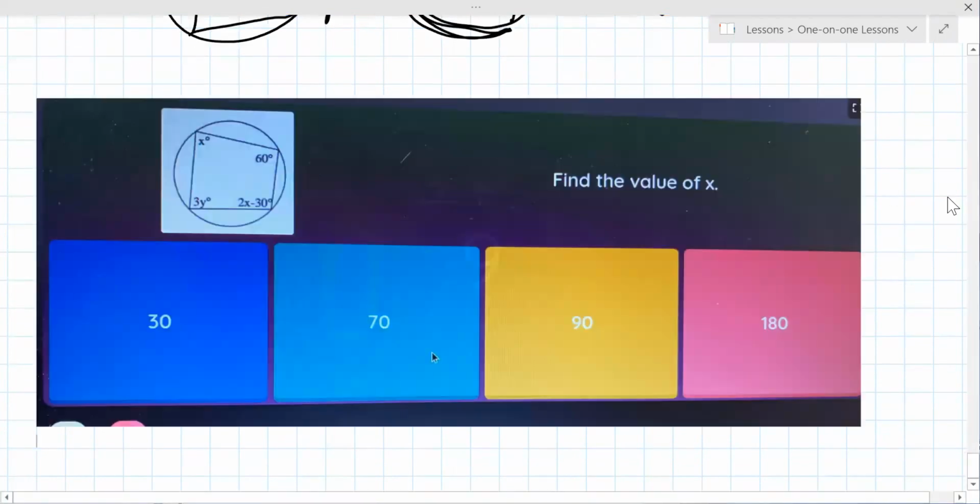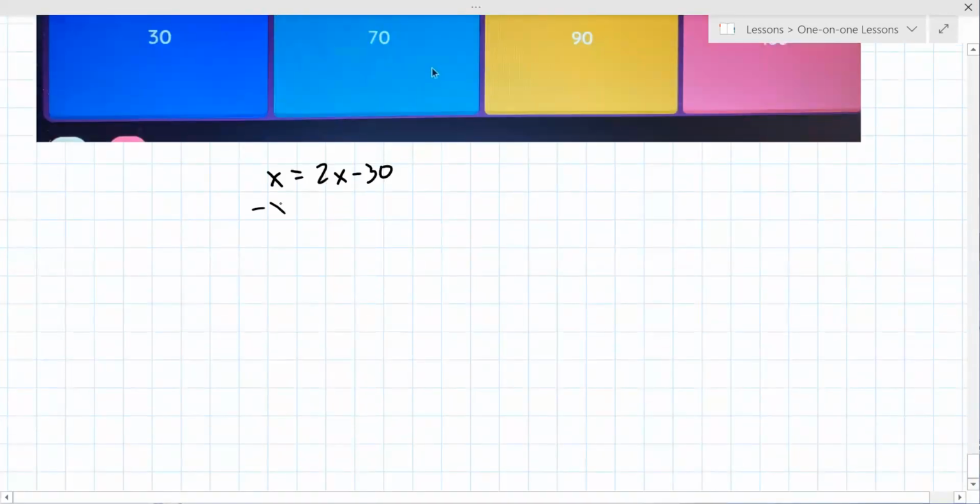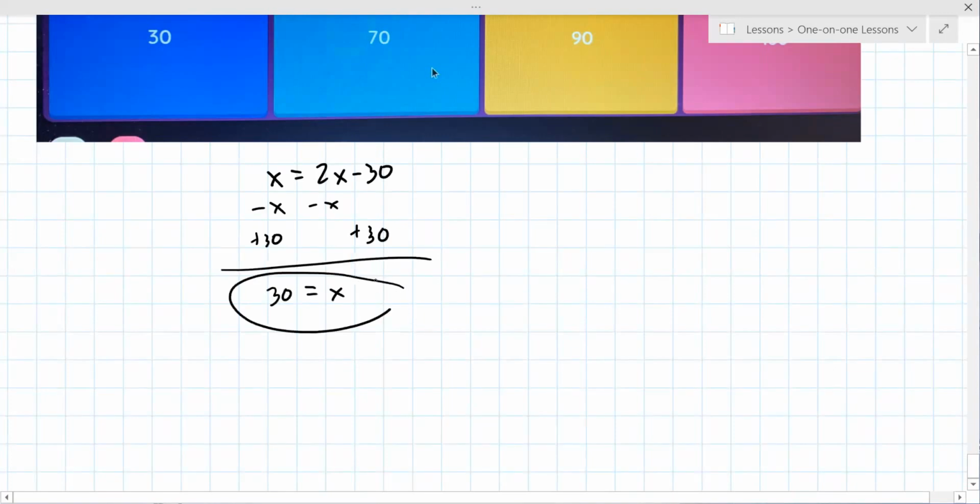Okay, find the value of x. So we already know that this is also 60 here. Okay, the other part is that these other ones must also be congruent. So that's another thing. You just set these congruent to each other. So x has to equal 2x minus 30. So when you subtract x from both sides, and then you add 30 to both sides, you get 30 equals x for your answer.